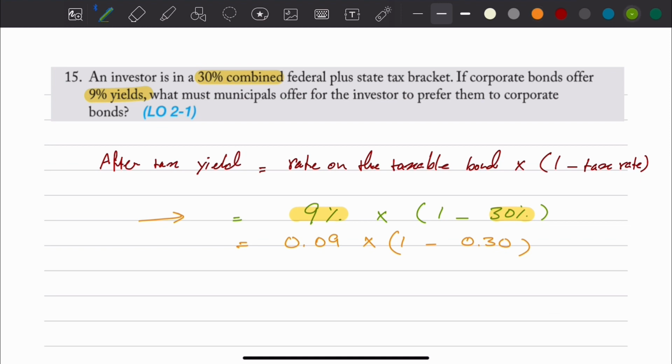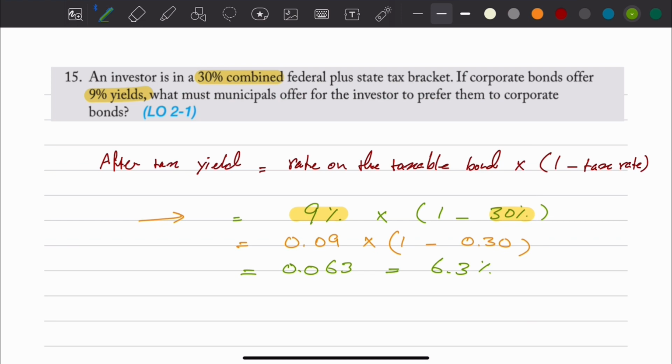Now we'll refer to our calculators. 0.09 multiplied by, and then I'll open a bracket, 1 minus 0.30 and close the brackets, and that would be 0.063. Transform this back into a percentage by multiplying by 100. It's going to be 6.3%.